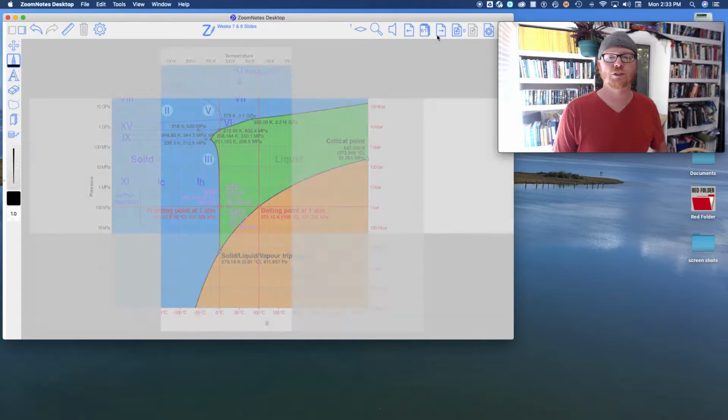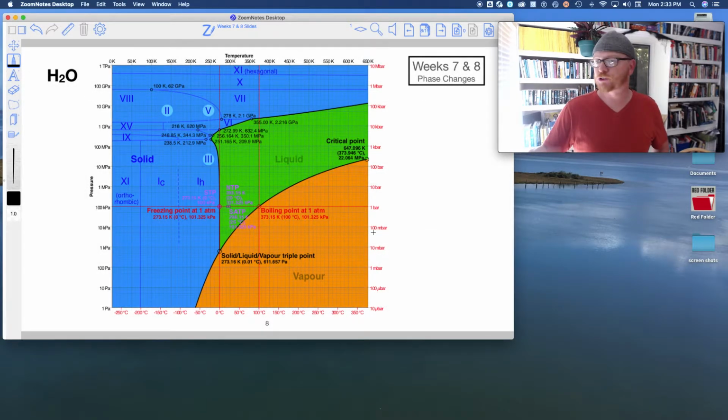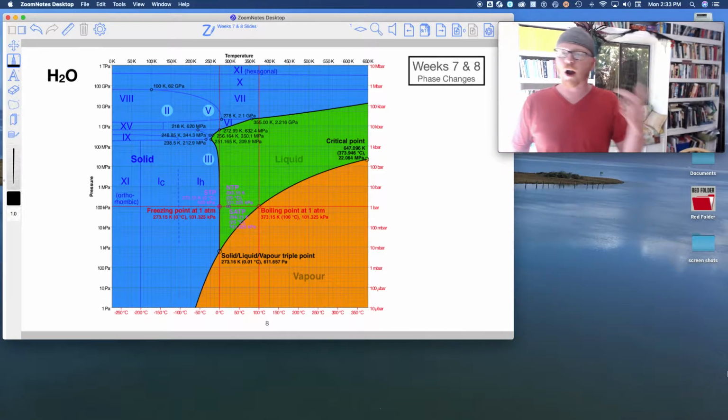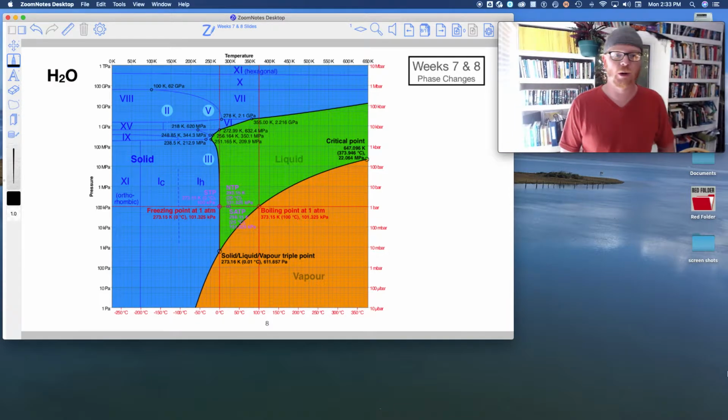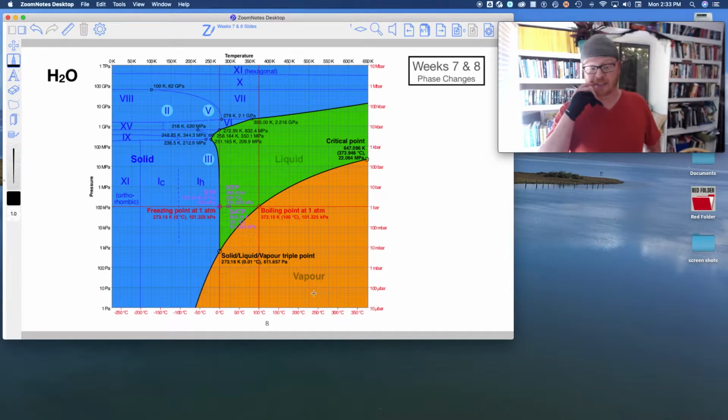I'm going to do more qualitative descriptions of 3 examples: water, carbon dioxide, and helium. And I've got some really cool videos to share with you all. So first of all, here is the H2O phase diagram.